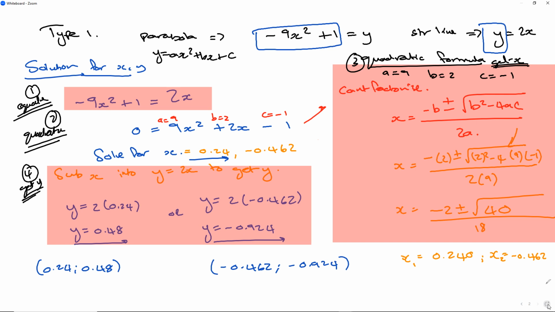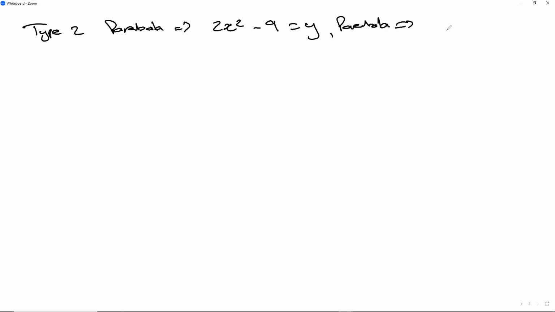Okay. Now let's look at type 2. Type 2, I have a parabola and a parabola. Let's suppose I have a parabola given by 2x squared minus 9 equals y, and another parabola, let's make this one negative x squared plus 4.